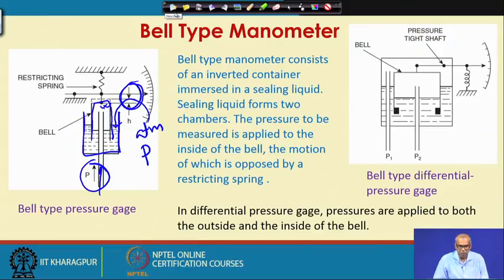So, bell type manometer consists of an inverted container immersed in a sealing liquid. Sealing liquid forms two chambers. The pressure to be measured is applied to the inside of the bell, the motion of which is opposed by a restricting spring, and the motion of the bell is a measure of the pressure that you are applying inside the bell.